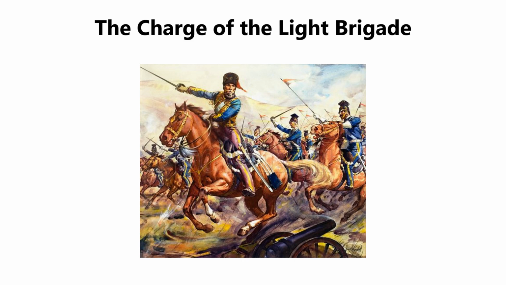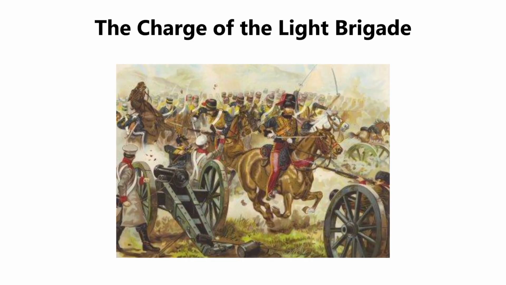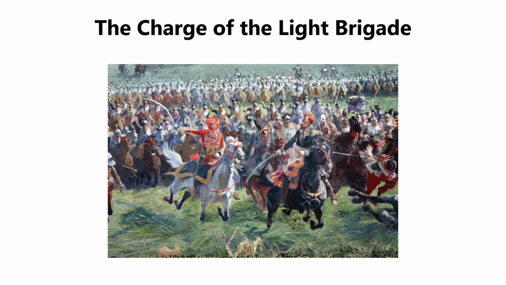The result was disastrous. With only 600 men, the Light Brigade rode straight into a wall of artillery and musket fire. The Russians were well prepared, and the charge led to the deaths of over 100 soldiers, with many others severely wounded. Despite their bravery, the charge was futile, and the Russians maintained their position.